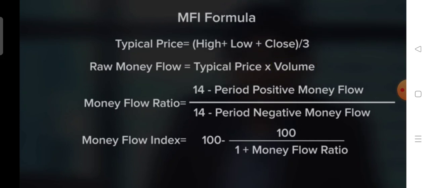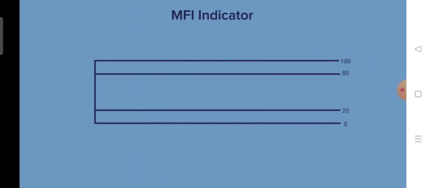So for the day in which the candle is positive, it takes the volume as positive, and for the day the candle is negative, it takes the volume as negative. That's how it builds into the calculation and produces an indicator which fluctuates within a range of 0 to 100, with a normal zone of 20 to 80, 80 to 100 as the overbought zone, and 0 to 20 as the oversold zone.